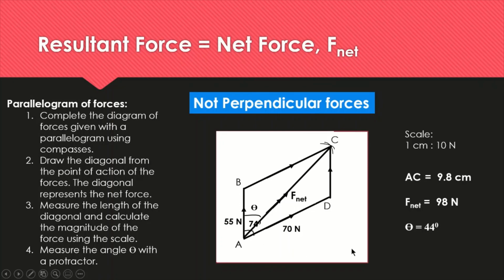So these are the three cases to find the resultant force. I hope you have understood what I have explained to you.